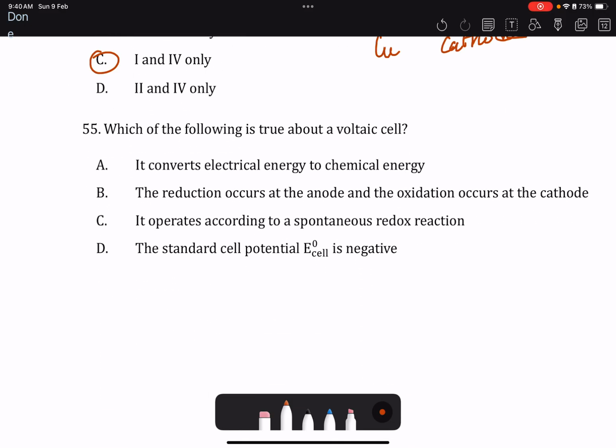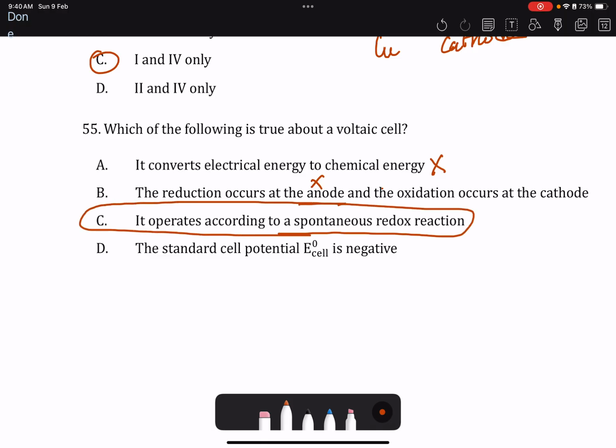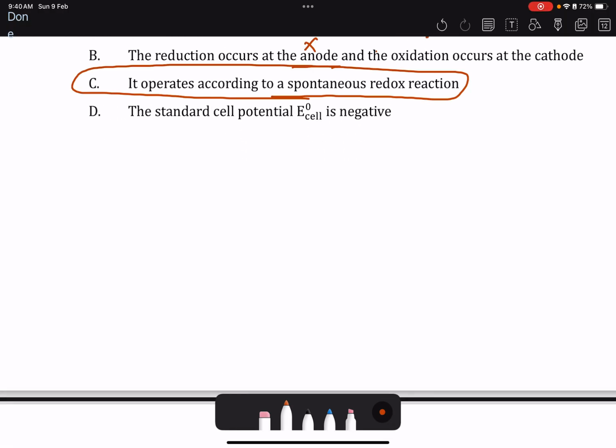Which of the following is true for a voltaic cell? A voltaic cell converts chemical energy to electrical energy. So A is for an electrolytic cell. Reduction never occurs at the anode. It operates according to a spontaneous redox reaction.